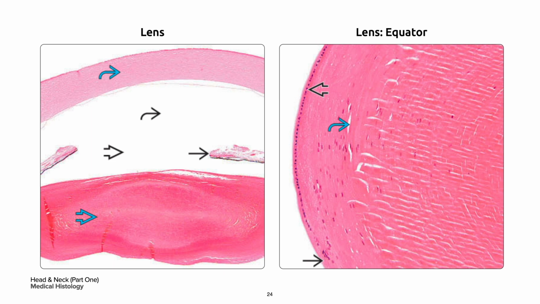On your right is the equator of the lens, which is located peripherally. In this area, the monolayer lens epithelium lines the anterior lens in a black bold arrow. It elongates to form the lens fibers in single black arrow, and small clefts in the lens stroma in bold blue arrow are secondary to specimen processing.